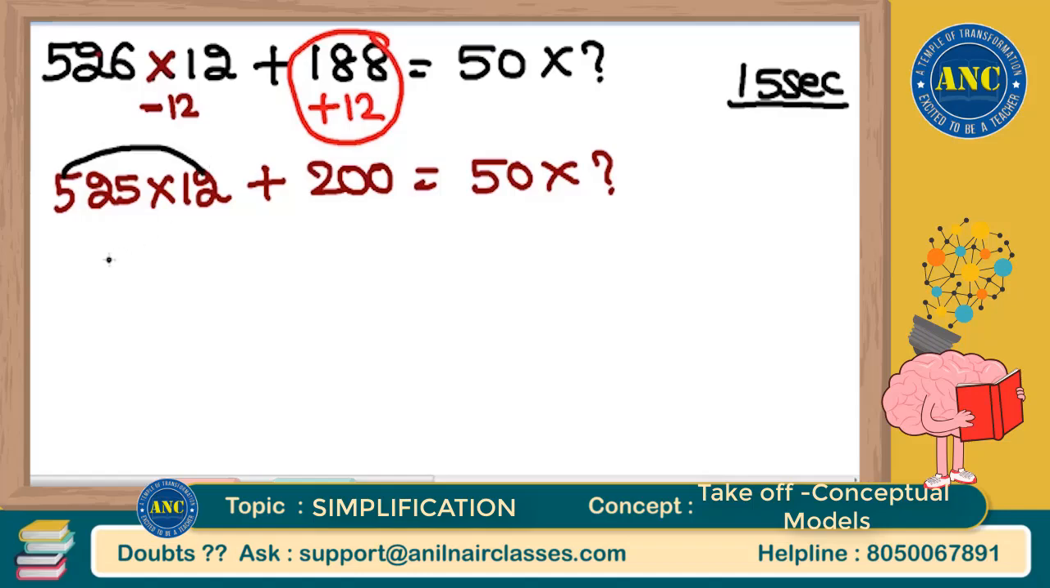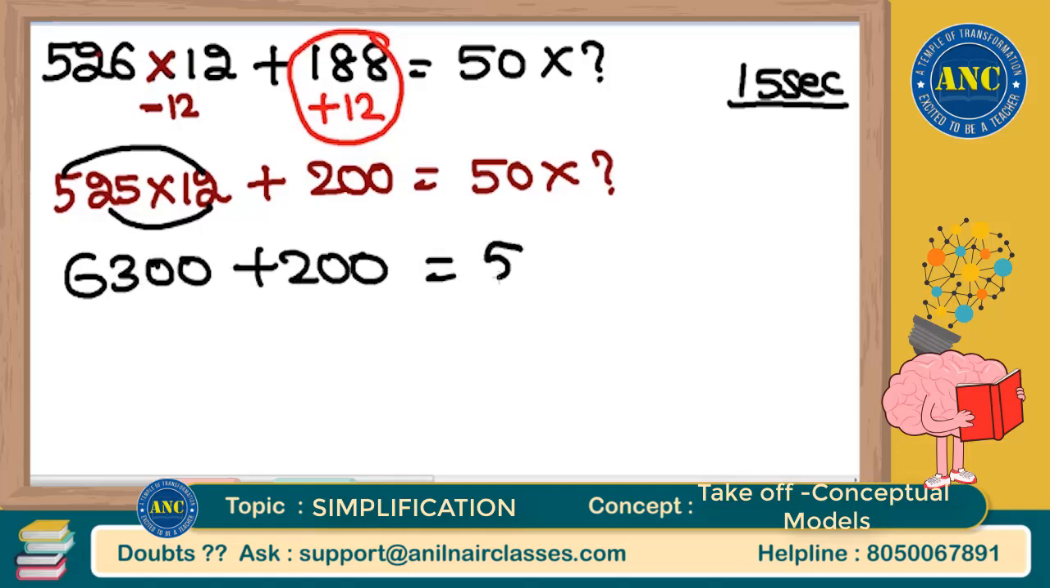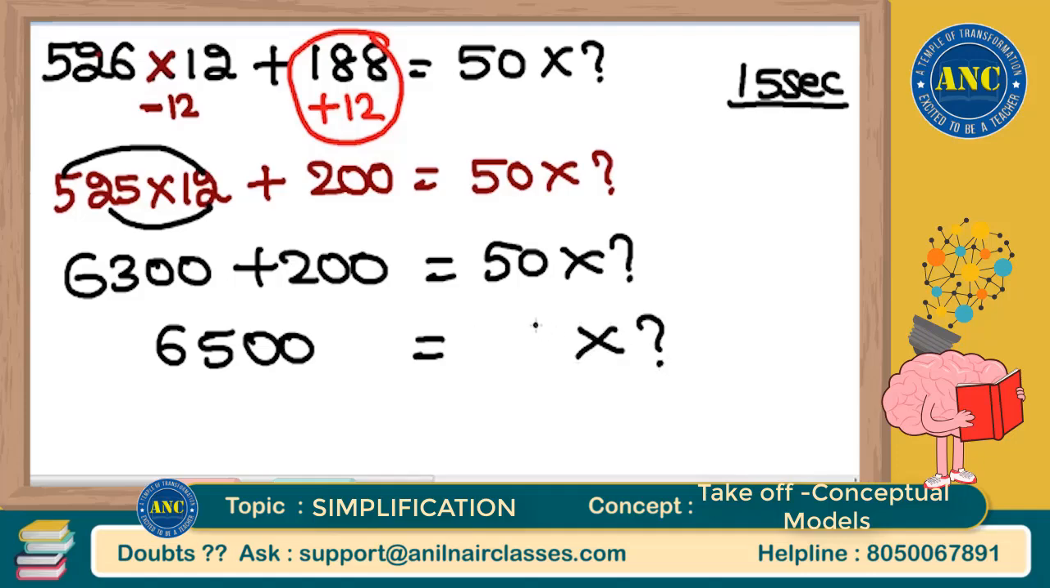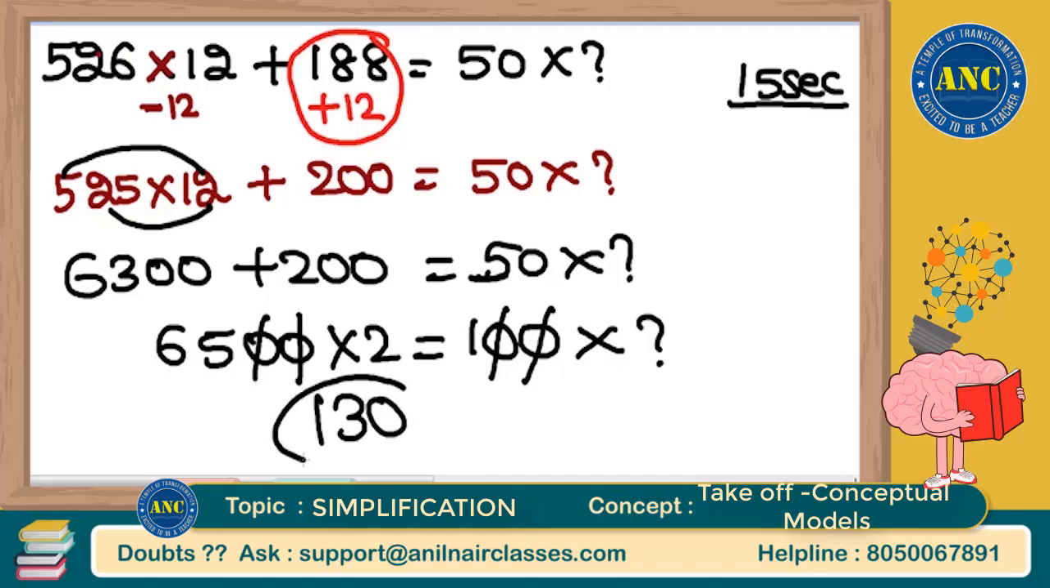500 into 12 is 6000. 25 into 12 is 300. This entire thing is 6300, plus 200 is equal to 50 into question mark. This is 6500 is equal to 50 into question mark. I don't like to work with 6500 or 50. I want this 50 to become 100. Multiply by 2, multiply by 2. This will cancel. 65 into 2 is 130.